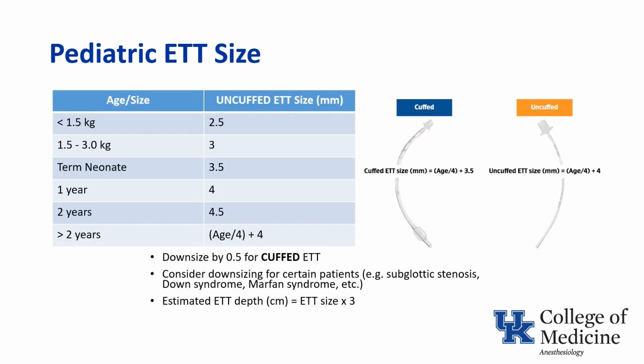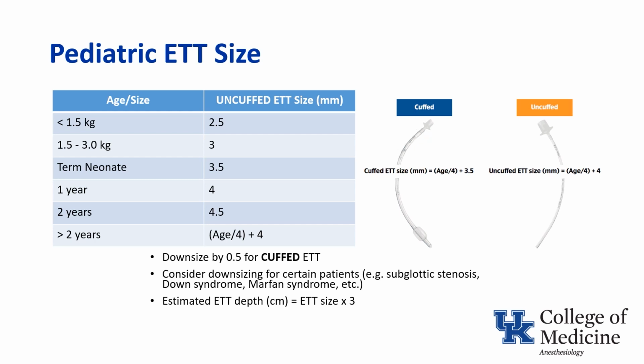So speaking of ET tubes, pediatric ET tube size is our next keyword. Again, another thing you kind of have to memorize. The easiest way is to remember if they are 2 years of age or older, you can just use the down and dirty calculation, age divided by 4 plus 4, and that will give you your uncuffed ET tube size. If they're less than 2 years, you can use this table here, weight-based, and then term neonate would be a 3.5 uncuffed, and these are generalizations.